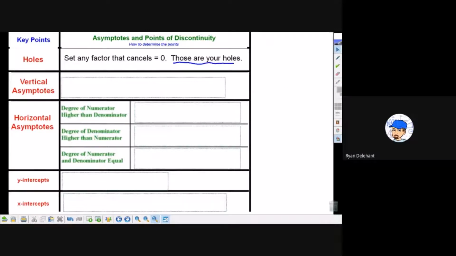Vertical asymptotes. Which way is vertical? Up and down or left and right? Up and down. So these are our up and down asymptotes. Remember, those are our dotted imaginary lines that our graph tries to cross but can't.